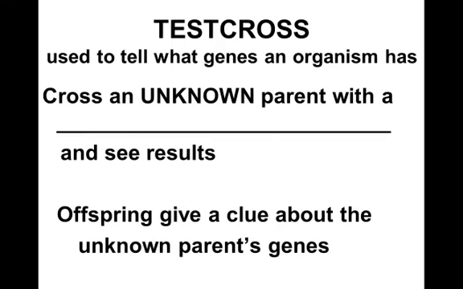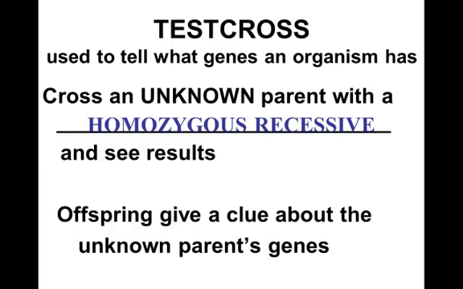And so one of the things that we can do to try and determine the genotype of an organism that I can't really tell by looking is called a Testcross. Testcrosses are used to try and figure out what genes an unknown organism has. When we want to do a Testcross, we're always going to cross our unknown organism, our unknown parent, with a homozygous recessive parent. And then we look to see the results of that cross. What the offspring look like can give us a clue about what the parent genes are.